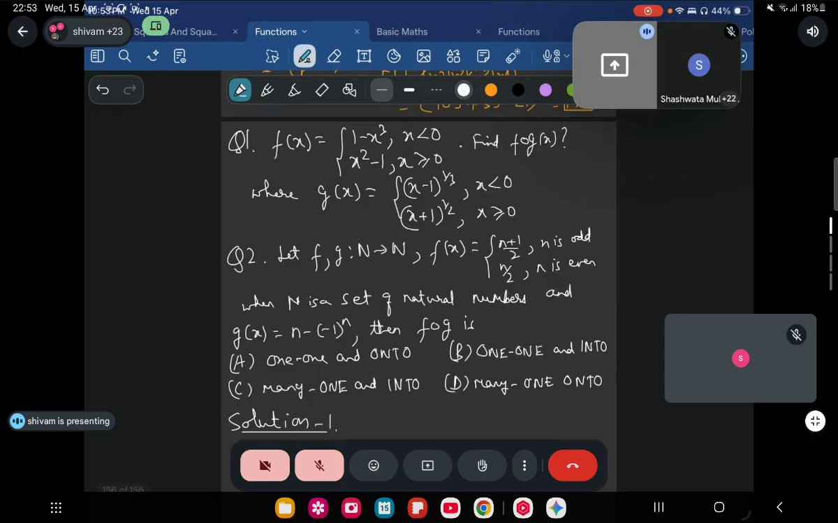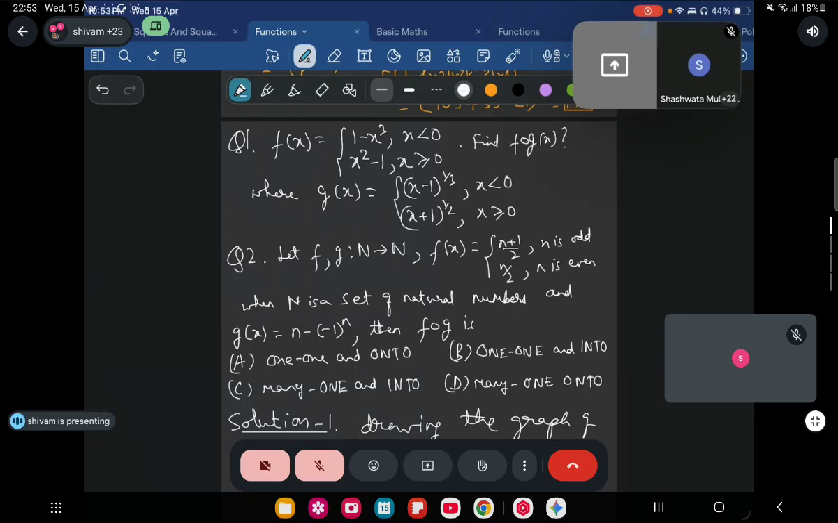Okay, f of x and g of x. So over here, in order to find out f of g of x, I will have to draw the graph of g of x. Right. Drawing the graph of g of x.